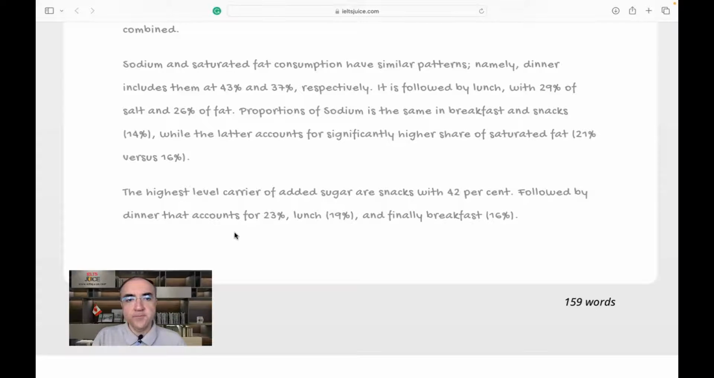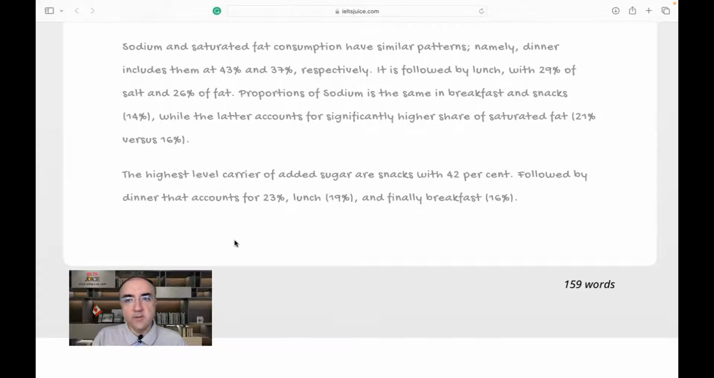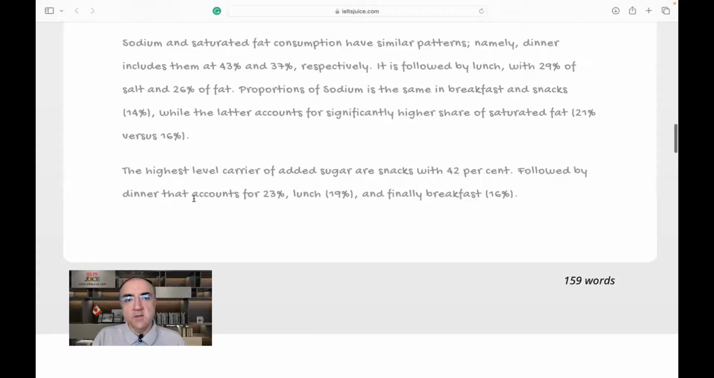Okay. Yeah, I'm still fine with it. I'm fine. The highest level carrier of added sugar is snacks. Snacks is a name, is a label here. It's one entity, and we're talking about the highest level. So the highest is usually one thing. So we need a singular verb.